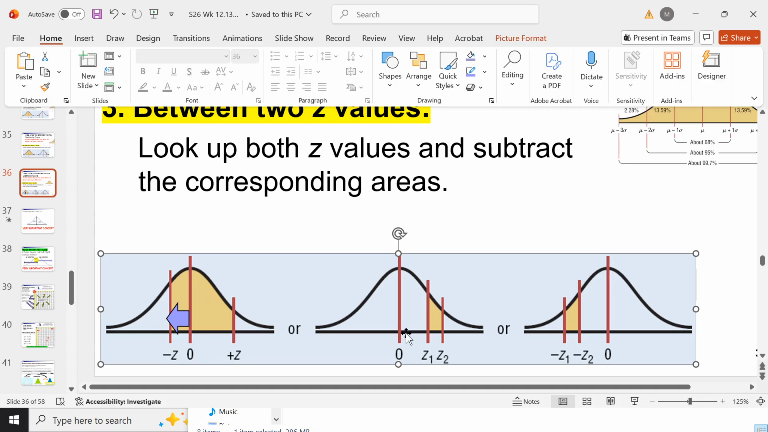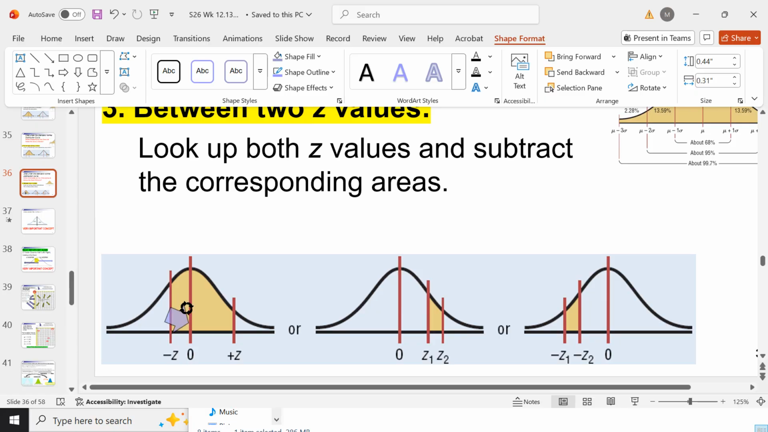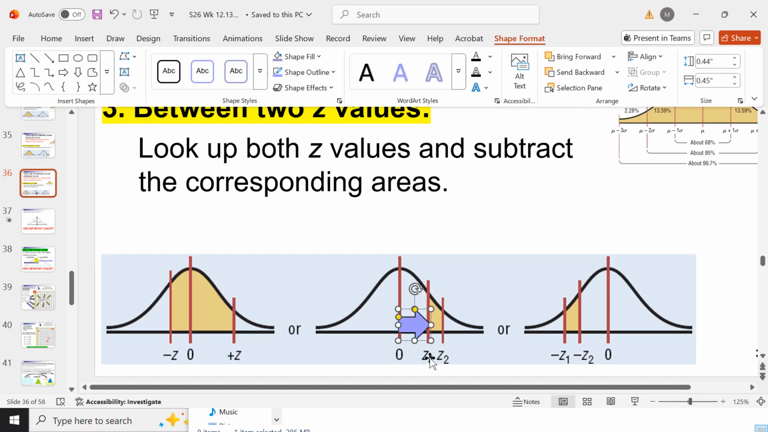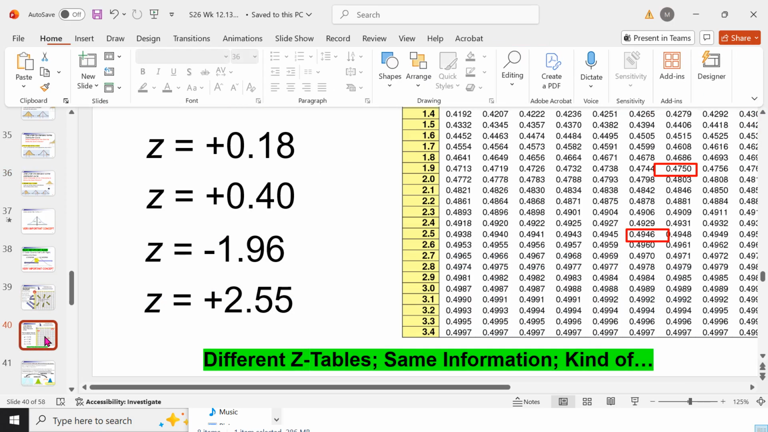These ones here, how would you do these ones? Just flipping this around. You have 2 Z's again, so you'd have to find the value for Z2 on the probability table, write it down, and then find the value for Z1 on the probability table, and then subtract 2 from 1, and you will get that area there. So let me know if you guys have any issues with that.